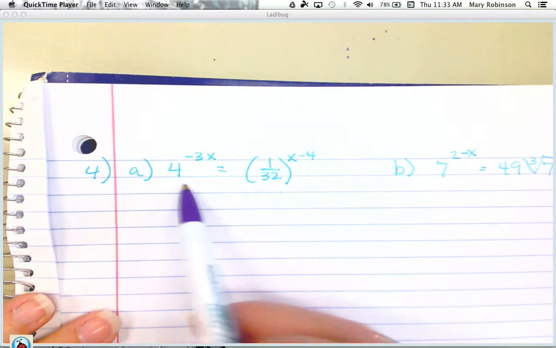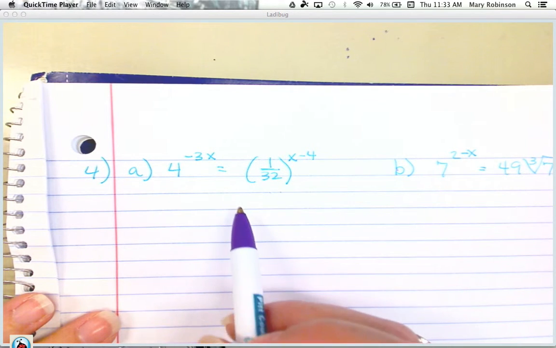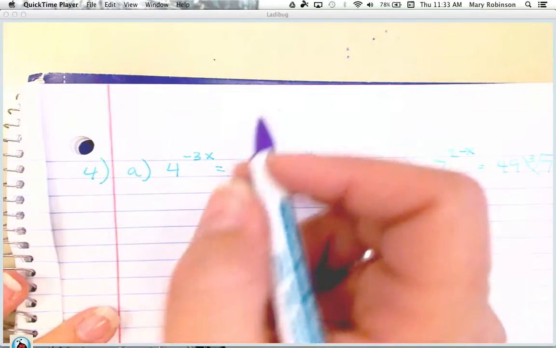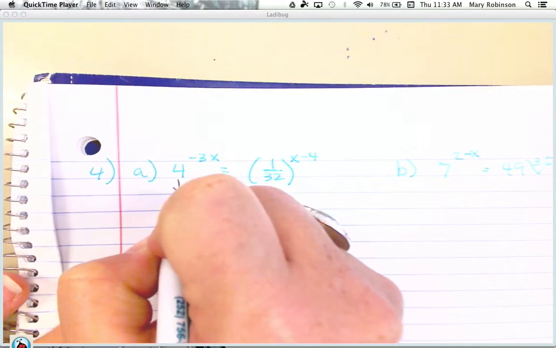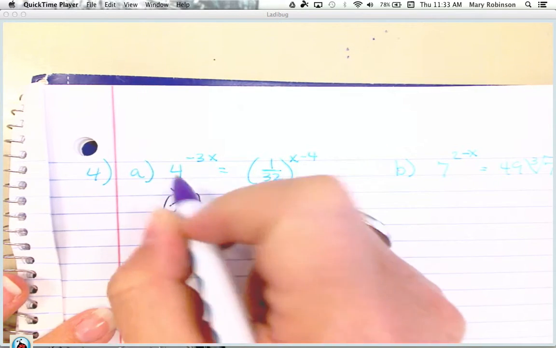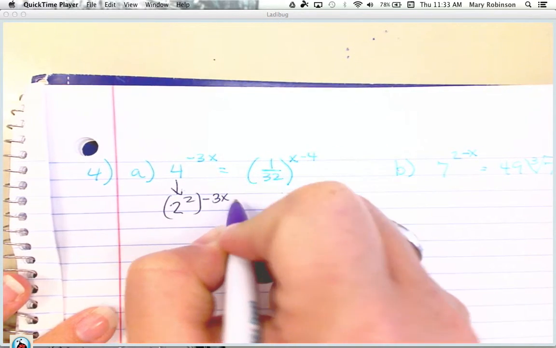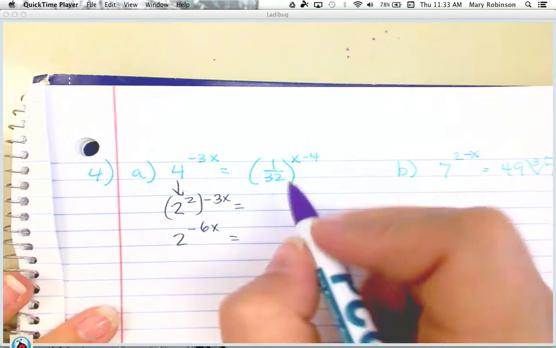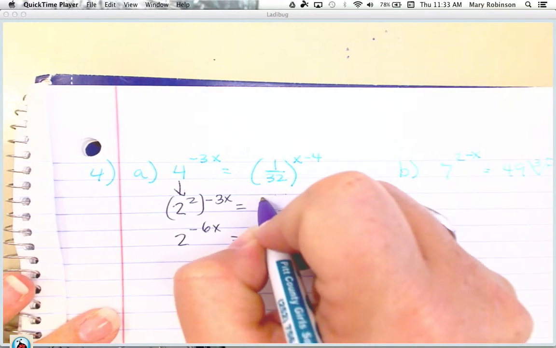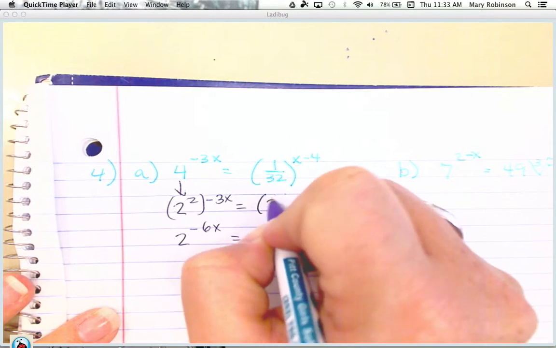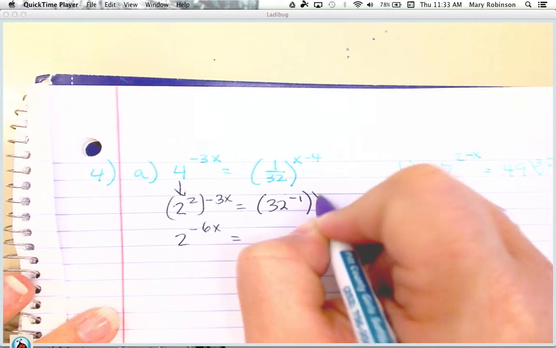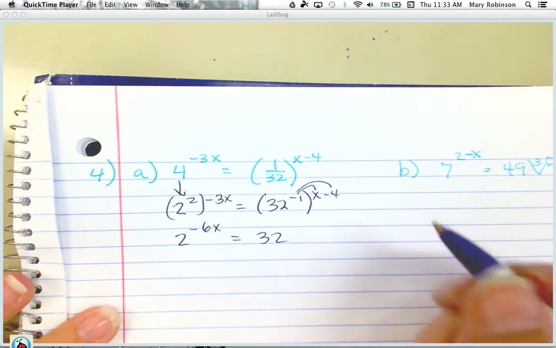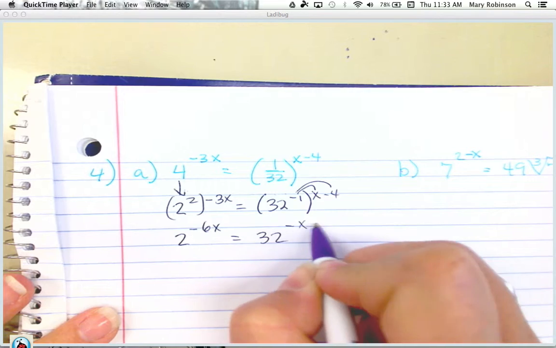So if you look at 4 and 32, you should recognize them as 2 to a power and 2 to a power. So that's the first thing we want to do, is rewrite these with 2 to a power. So 4 is 2 squared to the negative 3x, which would give us 2 to the negative 6x. On this side, the first thing we want to do is recognize that if you have 1 over a number, you should write it as 32 to the negative 1. And that would give us 32, remember, a power to a power you multiply, so 32 to the negative x plus 4.